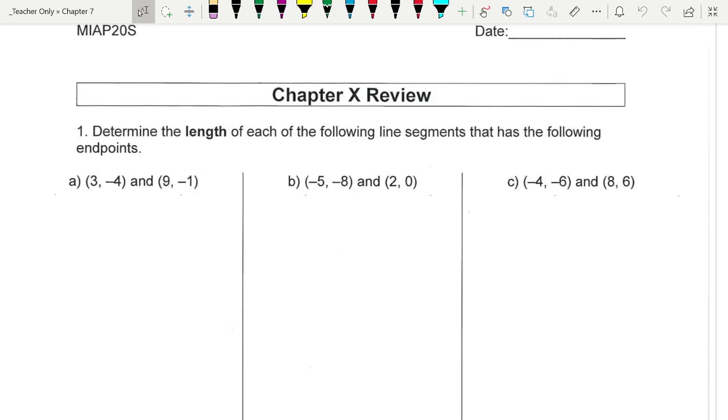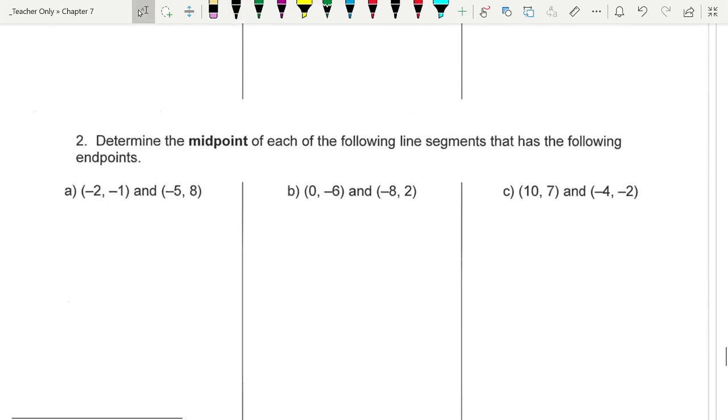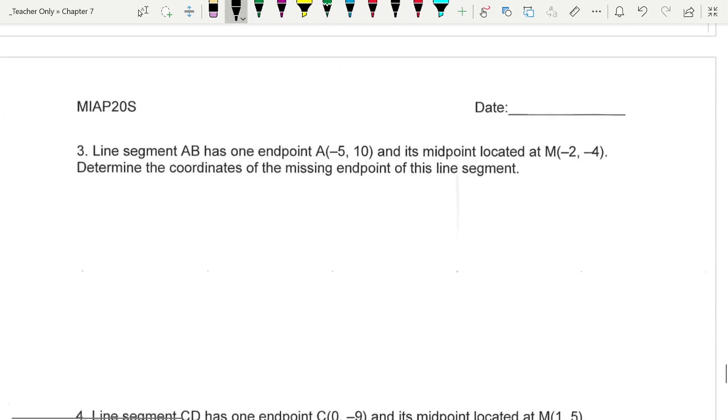Again, it's 6 marks. I'll guarantee you'll get 1 where you have to use the distance formula. You'll get 1 where you have to use the midpoint formula. You'll get 1 where you have to solve for an endpoint given the midpoint. And yes, the formulas will be on the front page. You don't have to memorize formulas in this course.